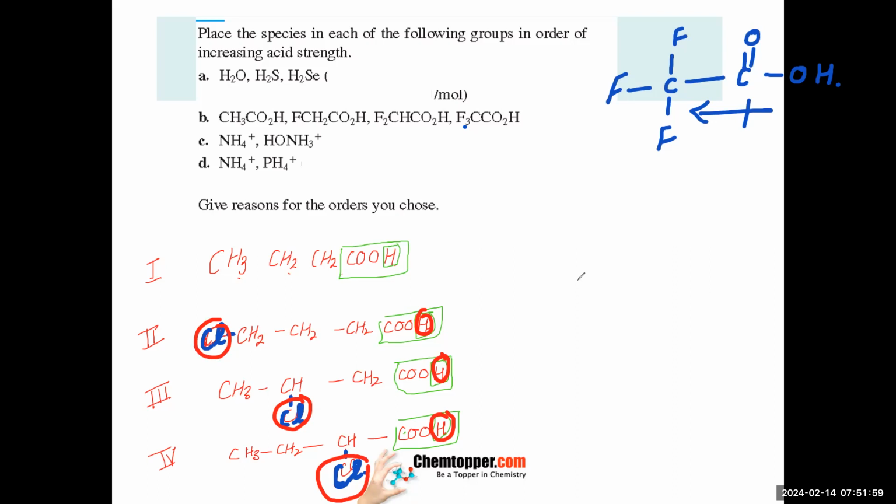These are the concepts which you can learn and understand with me only. You'll find it difficult otherwise. Nivriti, are you there? Yeah, answer it. If you have understood, answer. So, 4 is the most acidic, then 3, then 2, then 1. And 1 is the weakest because you can see that there is no electronegative atom.